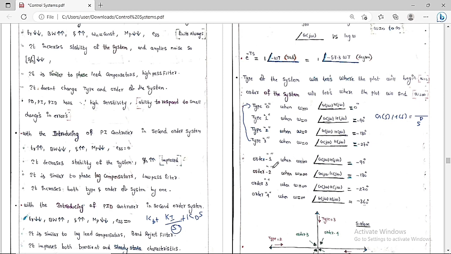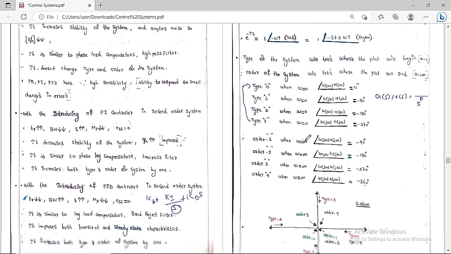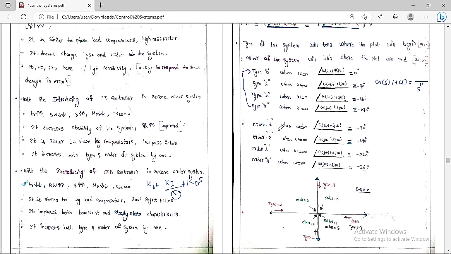Now suppose for order 1, order 2, order 3 and order 4. See, basically the type of system is going to tell you where the plot is going to begin, and the order of system is going to tell you where the plot will end. Suppose for order 1 system, when omega is equal to infinity, the phase angle of G of S H of S is equal to minus 90 degree. And for order 2 system, when omega is equal to infinity, the phase angle of G of S H of S is equal to minus 180 degree. And for order 3 system, when omega is equal to infinity, the phase angle is equal to minus 270 degree.